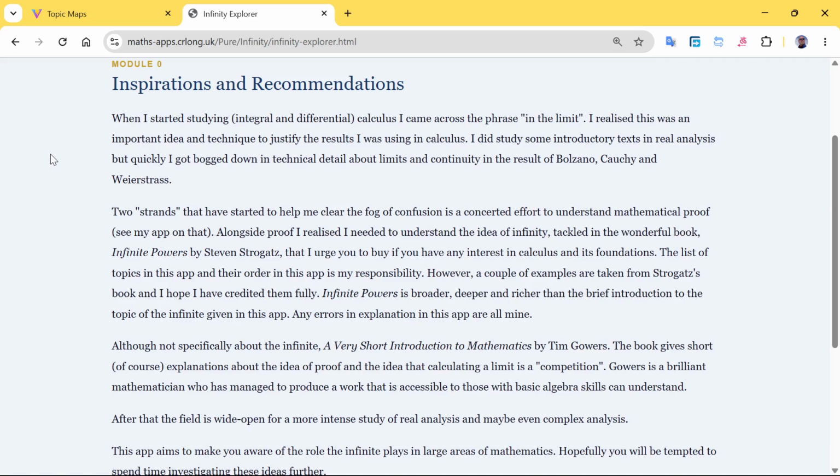In this app, I'm going to introduce some of the ideas of infinity to act as a stepping stone from calculus to a much more formal and rigorous technique of real analysis to understand the foundations of calculus. But also the idea of infinity can be used before we get to university level, so we have some idea of what we mean by a process being infinite, or what we mean by infinity.